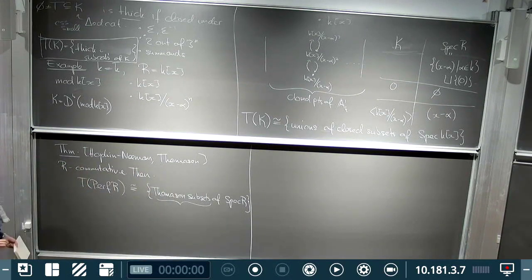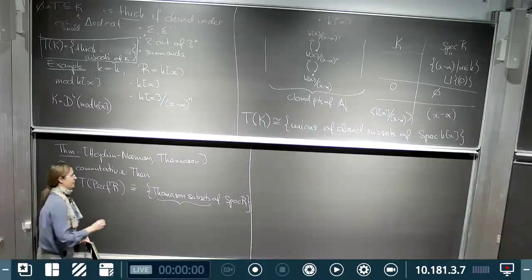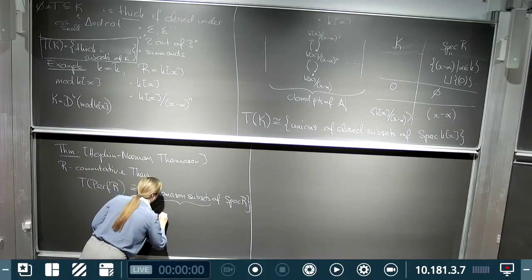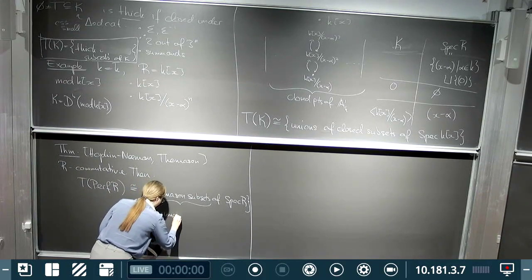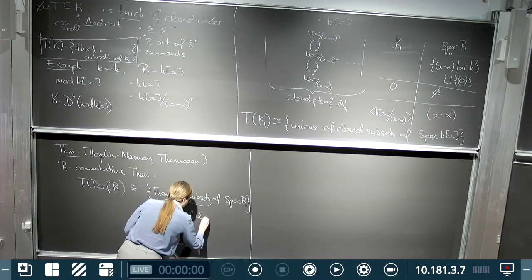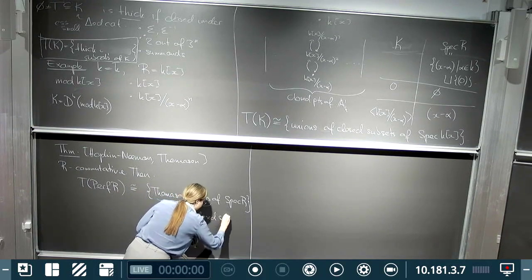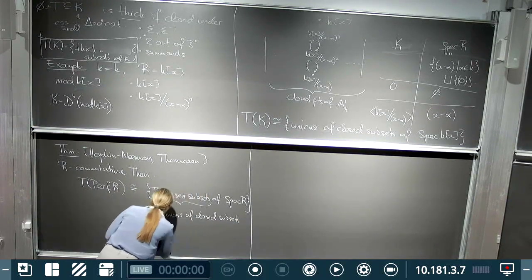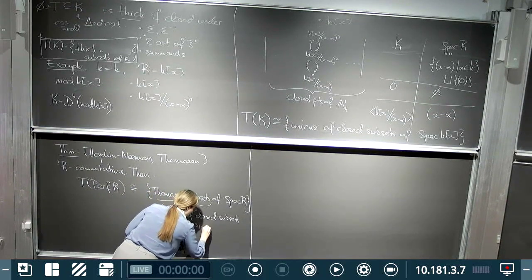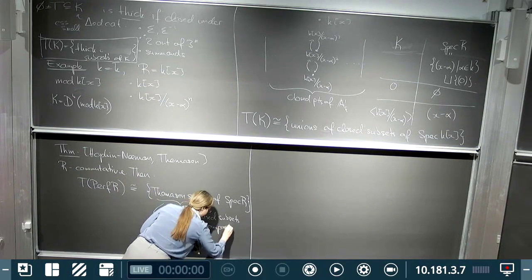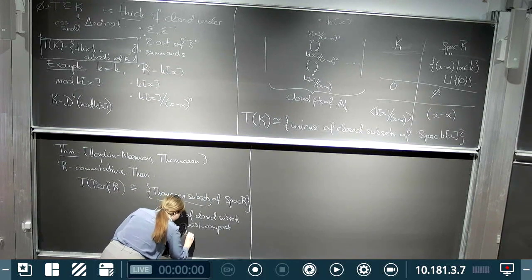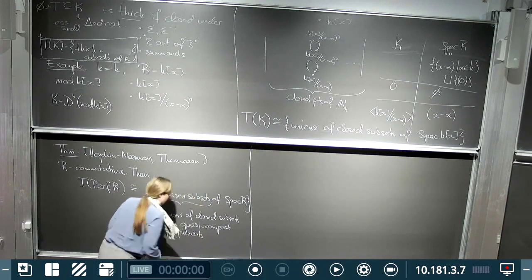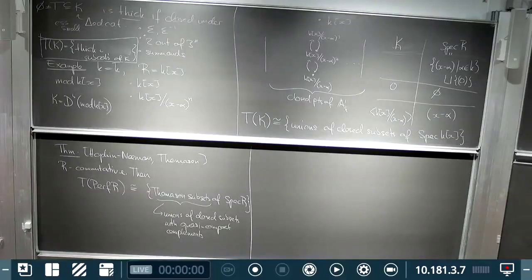They're unions of closed subsets, but only of closed subsets with quasi-compact complement. So these are unions of closed subsets with quasi-compact complements, I guess. Yeah. Good. So we have that.